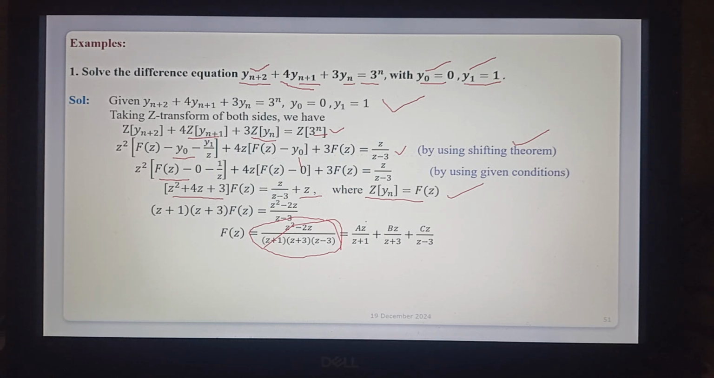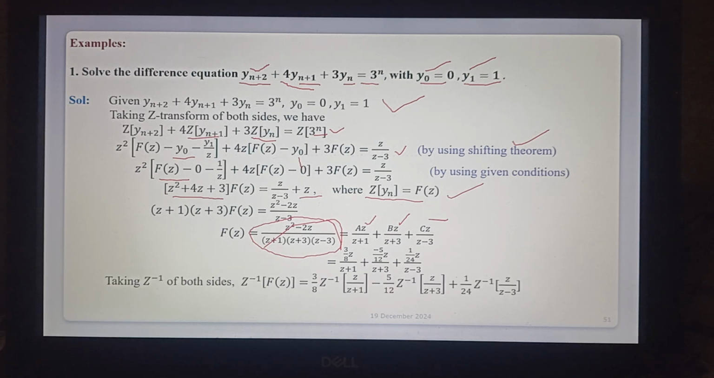Now putting z on the numerator. Now finding the a value, b value, c value. So f of z is equal to 3 by 8 z by z plus 1 minus 5 by 12 z by z plus 3 plus 1 by 24 z by z minus 3, after finding the a, b, c values. Now applying z inverse on both sides.